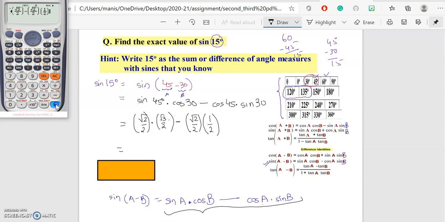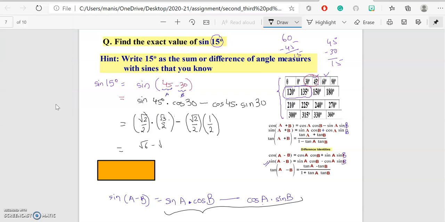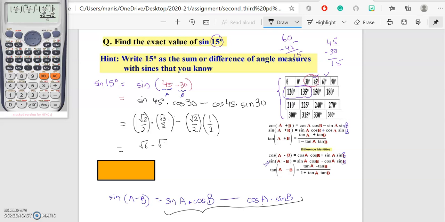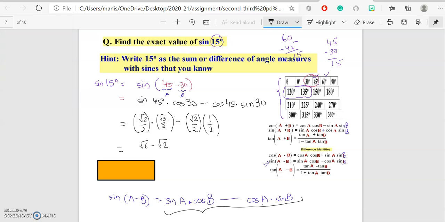And when you press the equal button, it gives you the answer radical 6 minus radical 2 over 4. So I'll write over here radical 6 minus radical 2 over 4. Let me cross check my answer. Radical 2 over 4, radical 2 over 4. So this is the answer for this question over here.